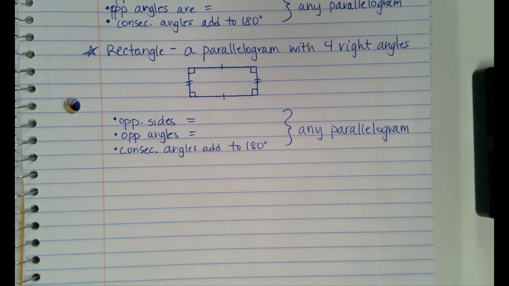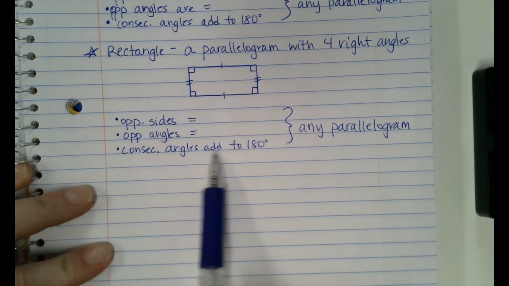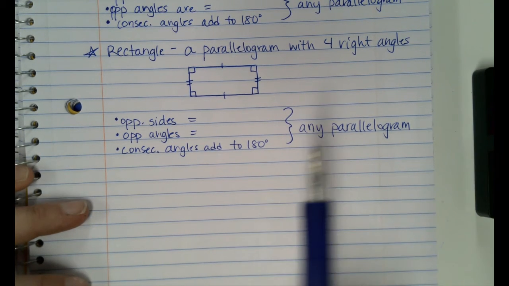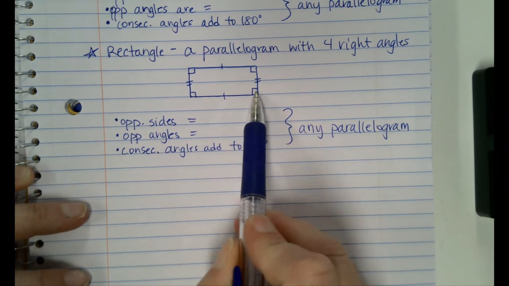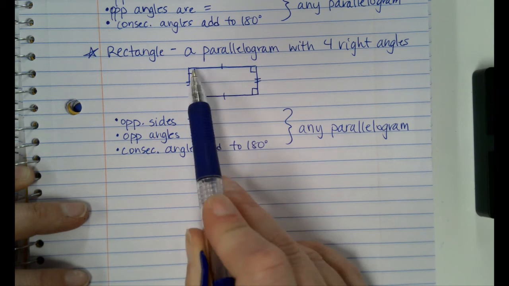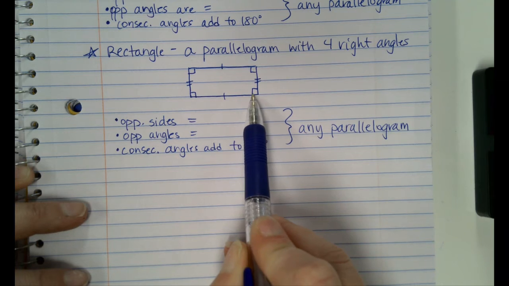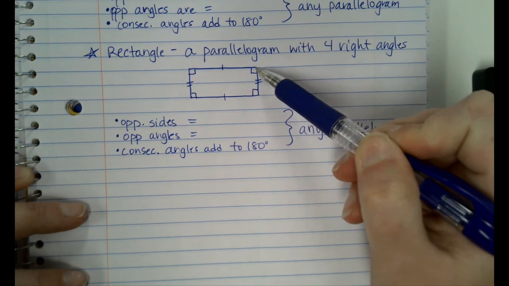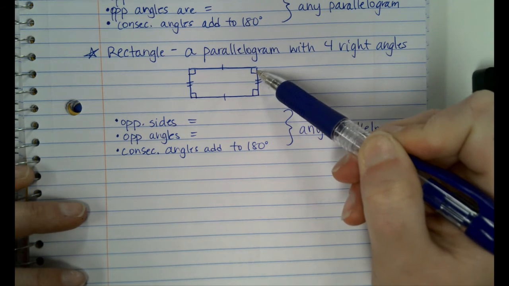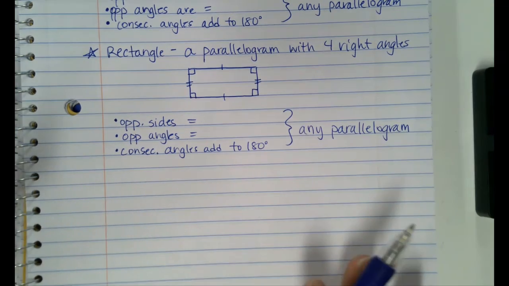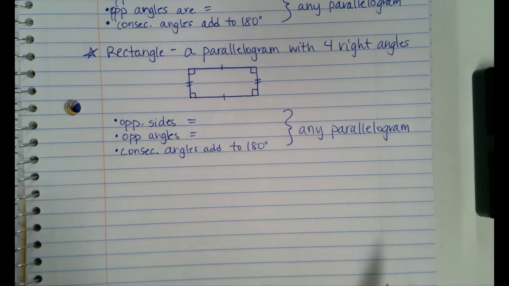All right, I want to look specifically at this third one that we talked about here. Consecutive angles, that's two angles in a row, add to 180. Well, on a rectangle, all the angles are how many degrees? Each one is how many? 90. So if two of them in a row, like this one plus this one, what's 90 plus 90? 180. So it still applies, okay? It still applies because 90 plus 90 is 180.